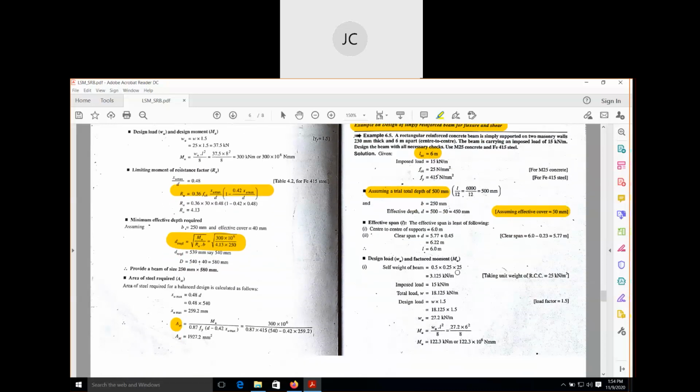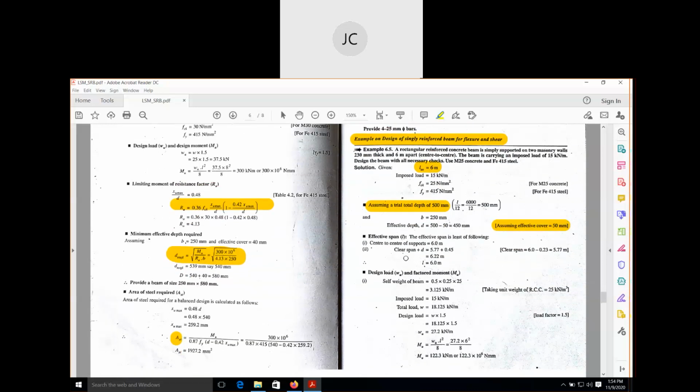Next, as I told you before, from clause number 22.2 you have to find the effective span. For finding the effective span we have to find two values. First, the center to center distance between the supports, which in this question is directly given as 6 meter. The second value is clear span plus d.